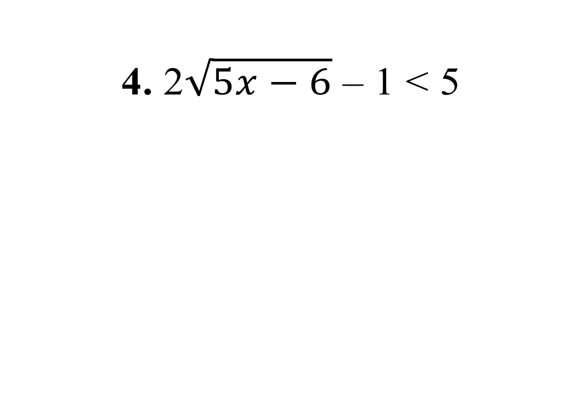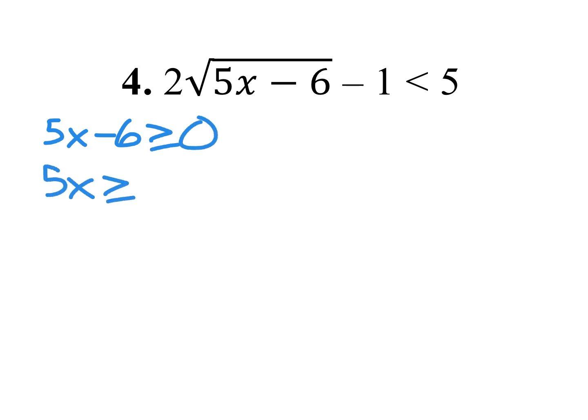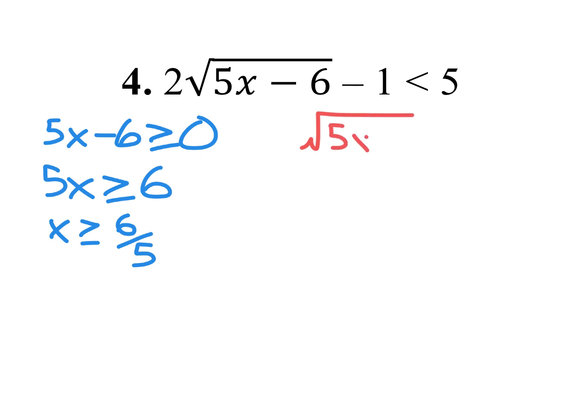All right, again, start with the radicand. Set that greater than or equal to 0. All right, now we go back to the original inequality. I'm going to skip a couple of steps. Add the 1, you get 6. Divide by 2, you get 3.